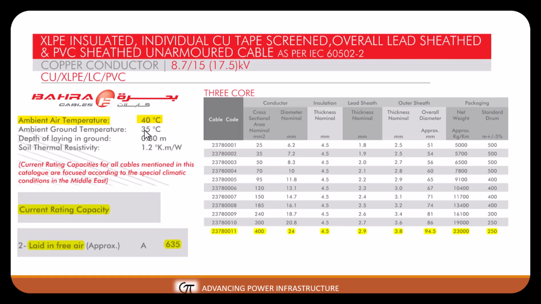For this example, the selected 3-core cable is by BAHRA Cables and the ambient air temperature is 40 degrees Celsius. And for the cable laid in free air, the ampacity is 635 amps and the cable dimensions are as highlighted shown here.